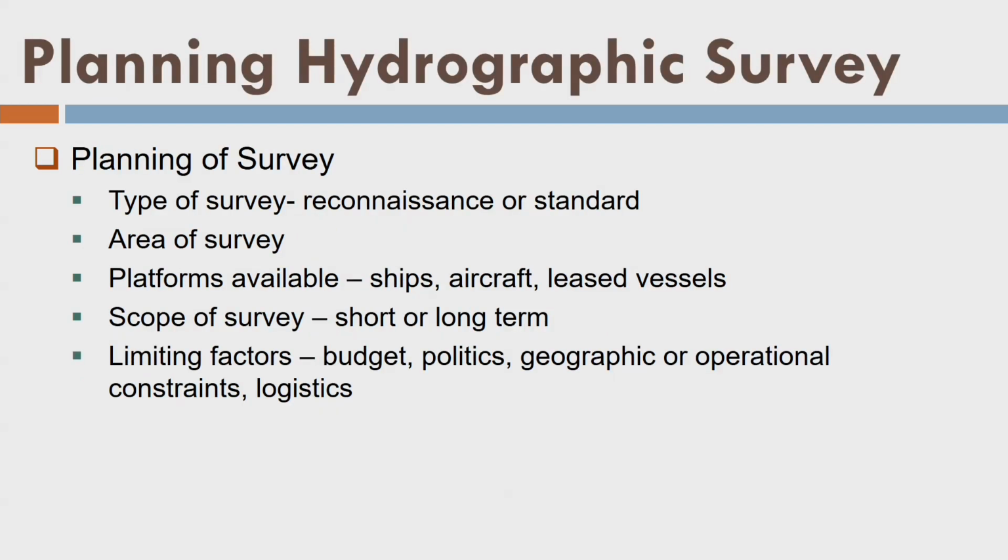So now how to plan the hydrographic surveys? First of all, we go for the reconnaissance survey. Then we should know the area of the survey, which is like some square kilometers, or a few kilometers. And then the platforms available, like ships, aircraft or vessels. Then whether it's a short term or long term survey: long term means I will collect the data after a certain long period, and short term means I am frequently taking the data. Then other limiting factors like budgets, political reasons, geographic or operational constraints and logistics. These all factors we should consider in the planning part of the hydrographic survey.